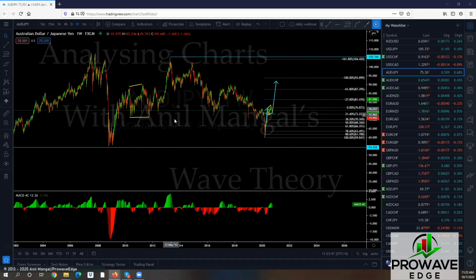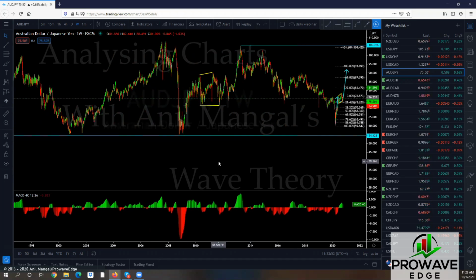Let's go. So I'm going to do Aussie Yen today. And as you can see, I've got some lines here and something prepared already in the chart. This point is the absolute low on the chart.